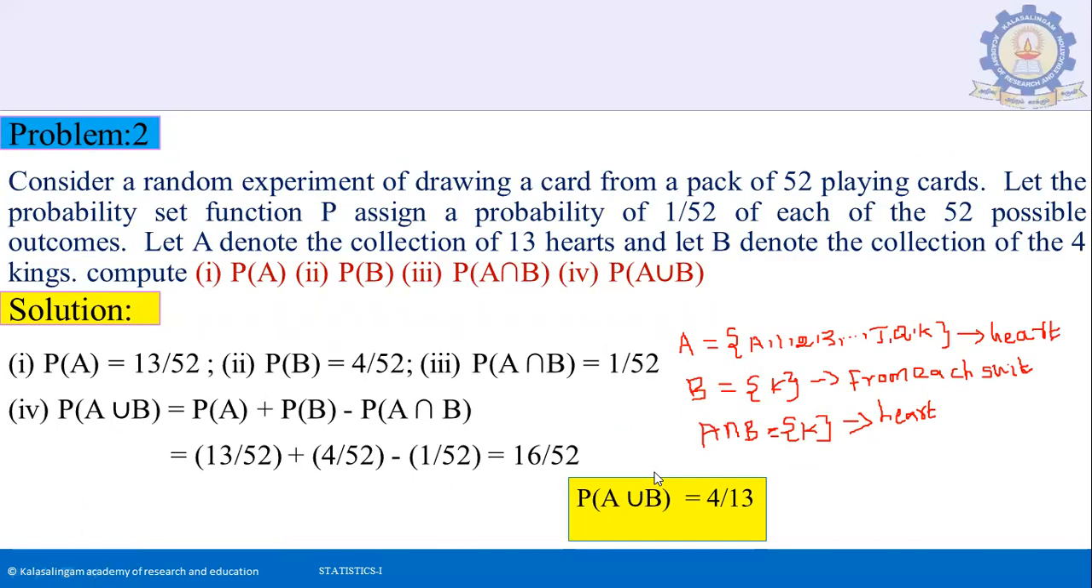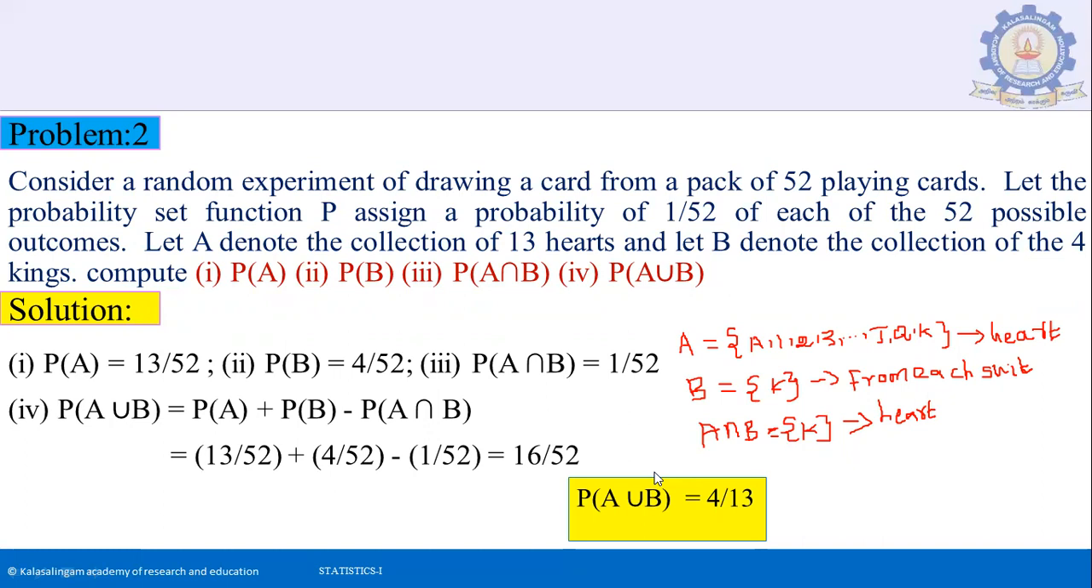Next problem. Consider a random experiment of drawing a card from a pack of 52 playing cards. Let the probability set function P assign a probability of 1 by 52 to each of the 52 possible outcomes. Let A denote the collection of 13 hearts and B denote the collection of 4 kings. Compute P of A, P of B, P of A intersection B, P of A union B.